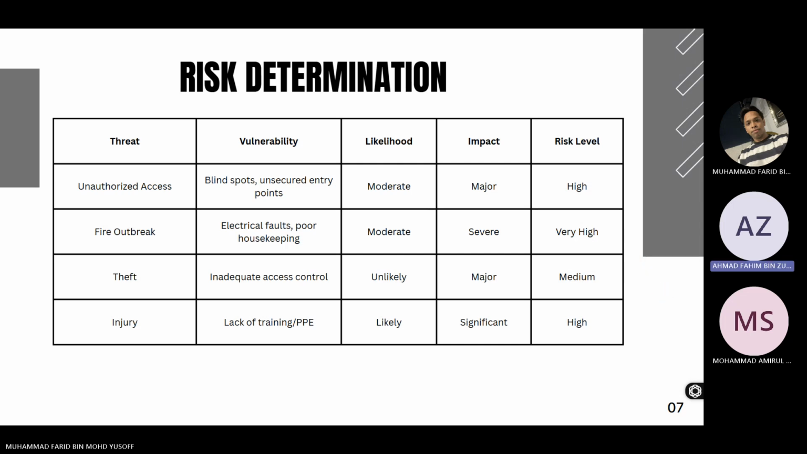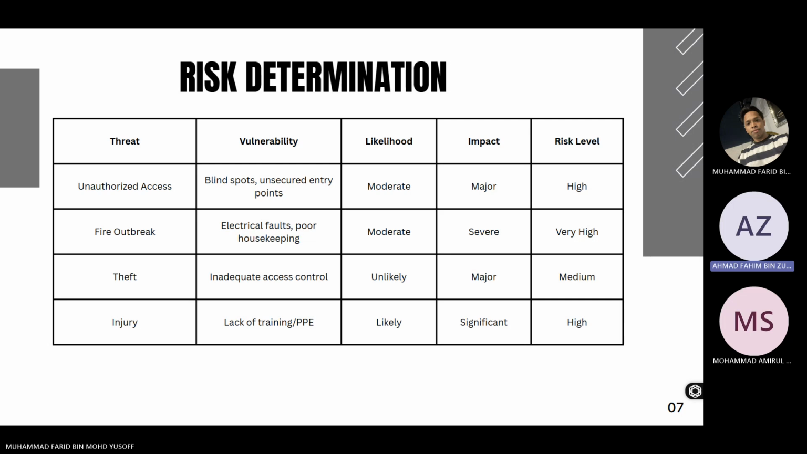This is for risk determination. There is threat, vulnerability, likelihood, impact, and the risk level. First, the threat of unauthorized access. The vulnerability is blind spot and unsecure entry point. The likelihood for this risk is moderate, but the impact is major, so the risk level is high.